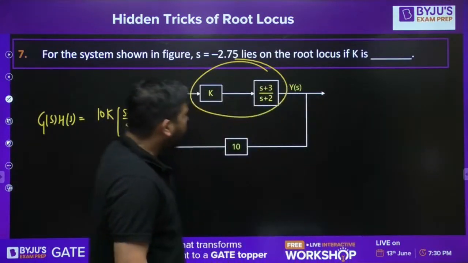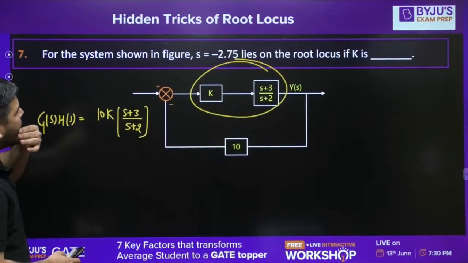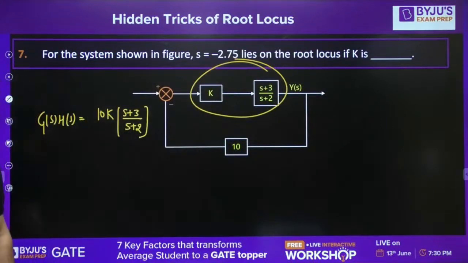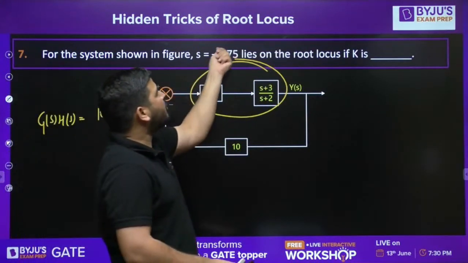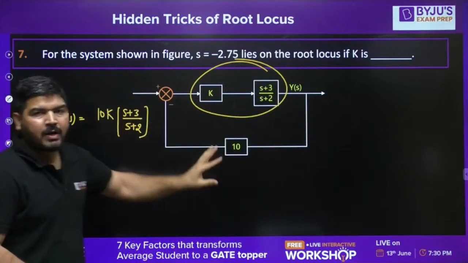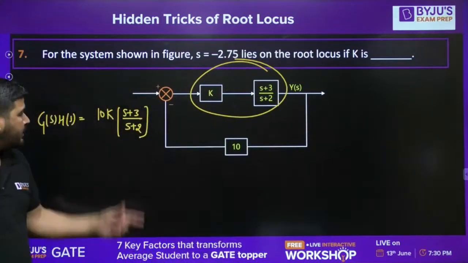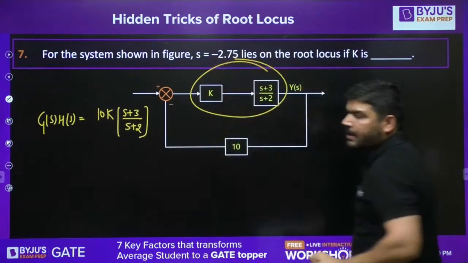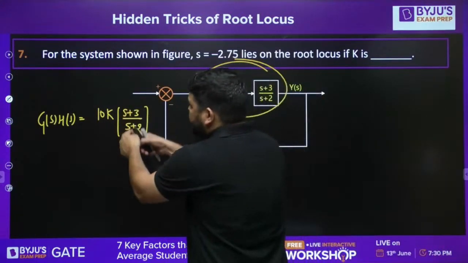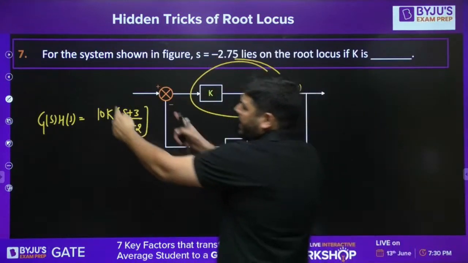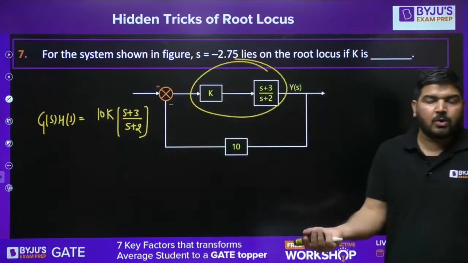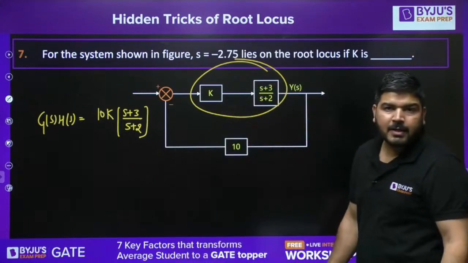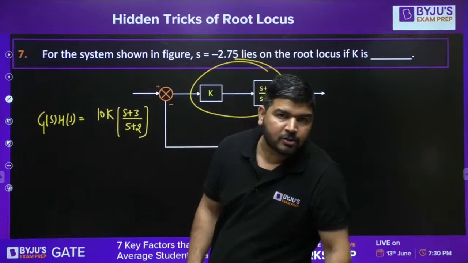Fine. Now, I need to find the value of K for which this point lies on the root locus. How to do that? You can put s equal to minus 2.5 and put the magnitude equal to 1. Again, same thing. This is my G(s)H(s). Once you get this, at this point you need to calculate the K value. So in place of s, you put this point and take the magnitude equal to 1, because at the root locus every point must satisfy the Evans condition. The Evans condition is that magnitude has to be 1 and the phase has to be plus minus 180.